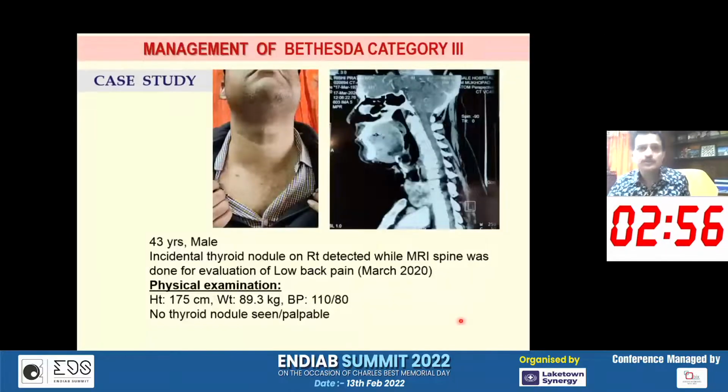Now coming to the third patient, here is a case which is basically indeterminate in nature. This is a 43-year-old male, and his thyroid gland was not palpable. There is no palpable nodule, but an incidental thyroid nodule on the right was detected while an MRI spine was done for evaluation of low back pain. You can see that there is a big thyroid nodule here, but clinically it is not palpable, and clinically it was not observed. Now this patient was quite heavy, 89 kg body weight, no thyroid nodule seen or palpated, blood pressure normal.